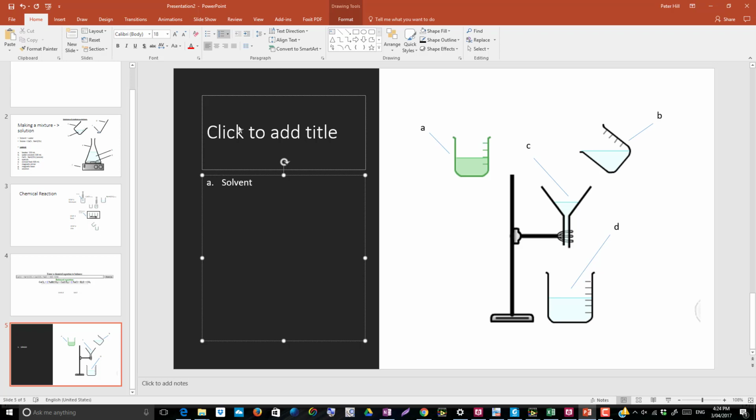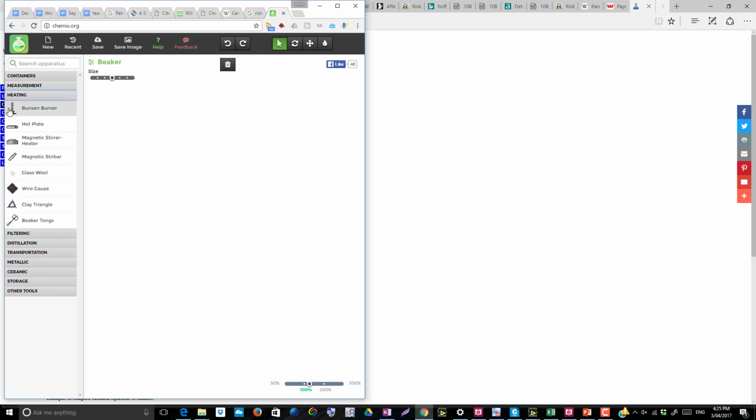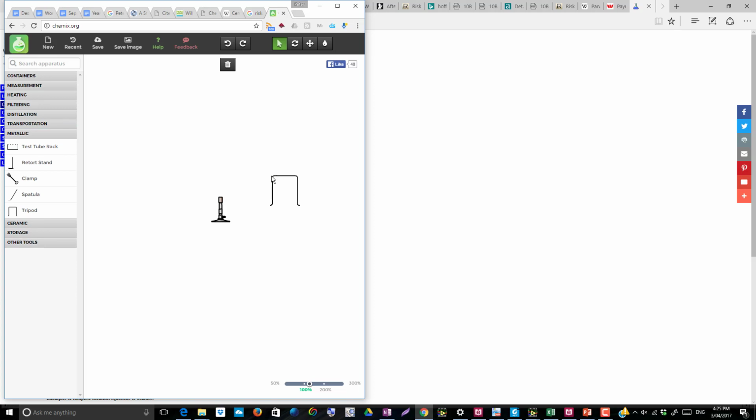And we'll identify all these various things, the solvent flush, to wash everything out, the solution plus suspension, the two things. We want to separate the solution from the suspension. The suspended particles won't get through the filter paper. And things that go through the filter paper are called the filtrate. We're now going to go to the next section, which is where we boil off the filtrate.